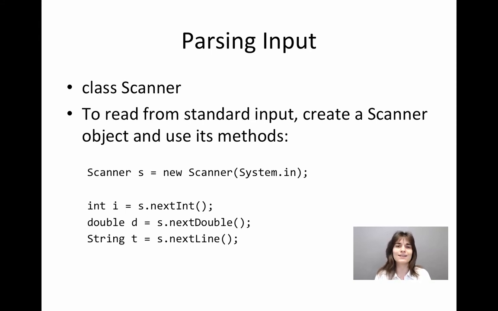This is why on the left-hand side of the equals operator, we are declaring a variable of the right type every time. So i will have the value of the integer we read through the Scanner. d will have the real value that we read again from the Scanner. t will be the string, the whole line that we have just read from the Scanner.